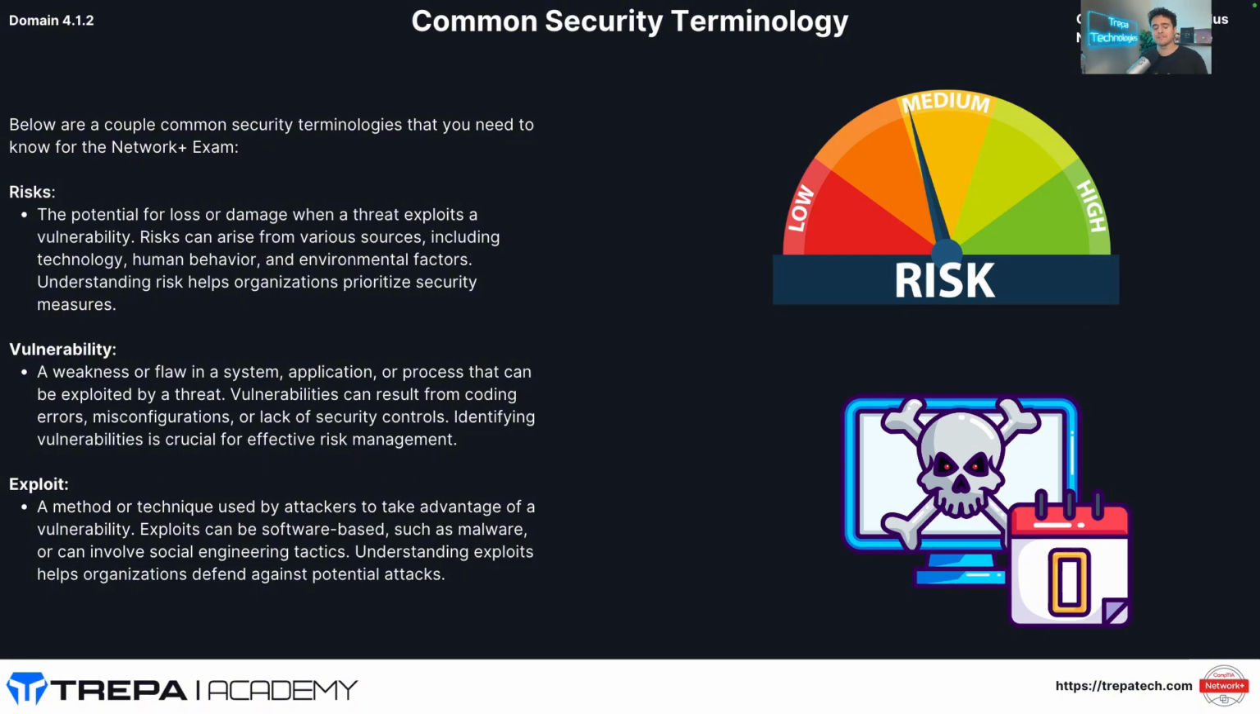And vulnerability. So this is a weakness or flaw in a system, application, or process that can be exploited by a threat. So vulnerabilities can result from coding errors, misconfigurations, or lack of security controls. From the vendor perspective, a vulnerability is when someone out there in the world, in the ether, says, hey, on this Fortinet firewall, we noticed this issue. And then the vendor says, okay, well, now we have a CVE, a common vulnerability enumeration. Now it's out there. CISA has already posted it. And now as a vendor, we got to go patch it. But that's what a vulnerability is.